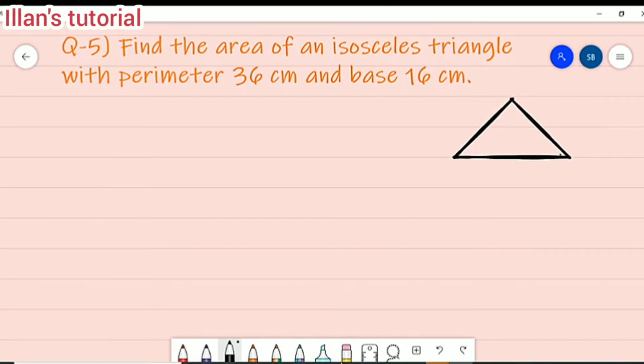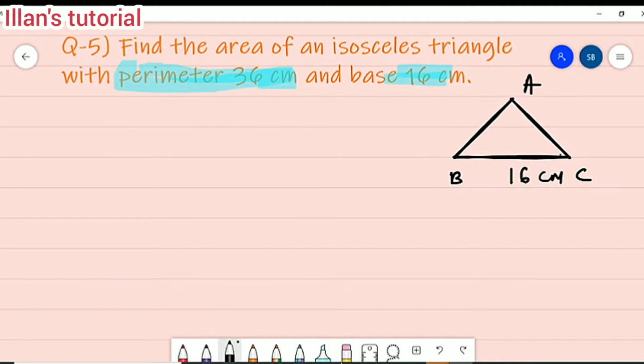Okay, so this is an isosceles triangle. Suppose this is A, B and C. So here base is given, which is 16 centimeter. And perimeter is given. So here perimeter is 36 centimeter and base is 16. We know what is perimeter. Sum of all sides is known as perimeter.